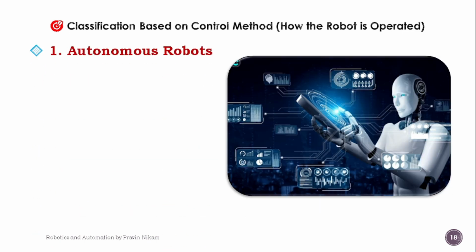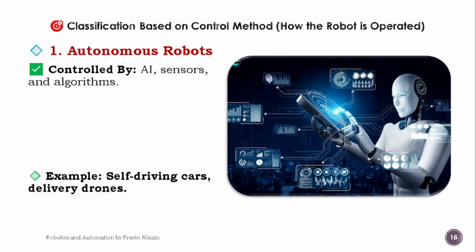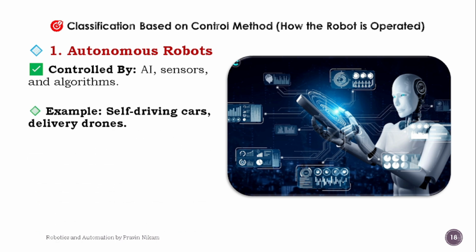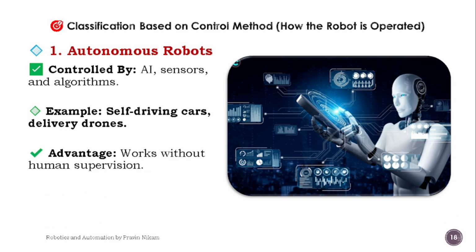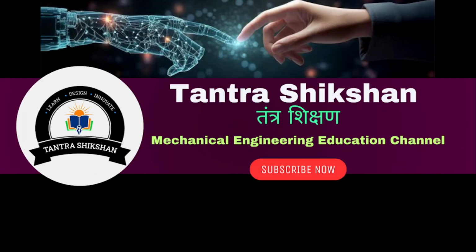Then the second type is autonomous robots controlled by AI sensors and algorithms. Example is self-driving cars, delivery drones. Advantage is works without human supervision, but it needs advanced AI programming.